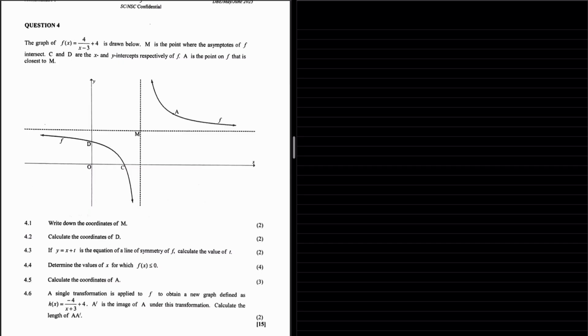4.1, write down the coordinates of M. So the coordinates of M are simply going to be from the equation. The equations of the asymptotes are x is equal to 3 and y is equal to 4. So M is going to be (3; 4).